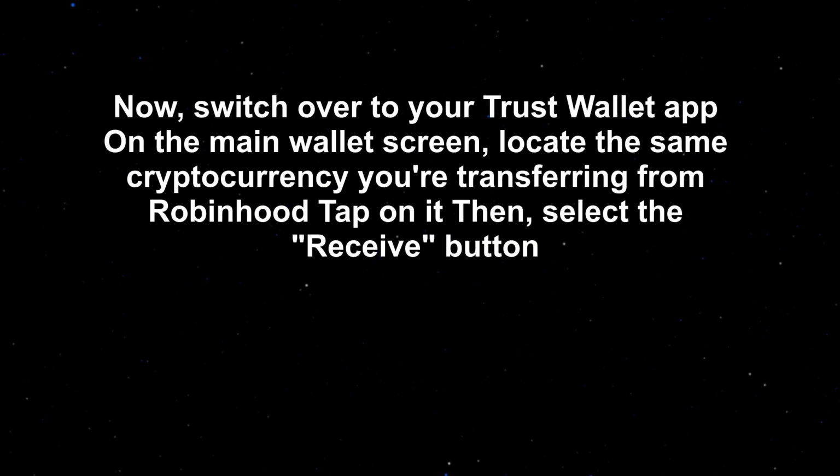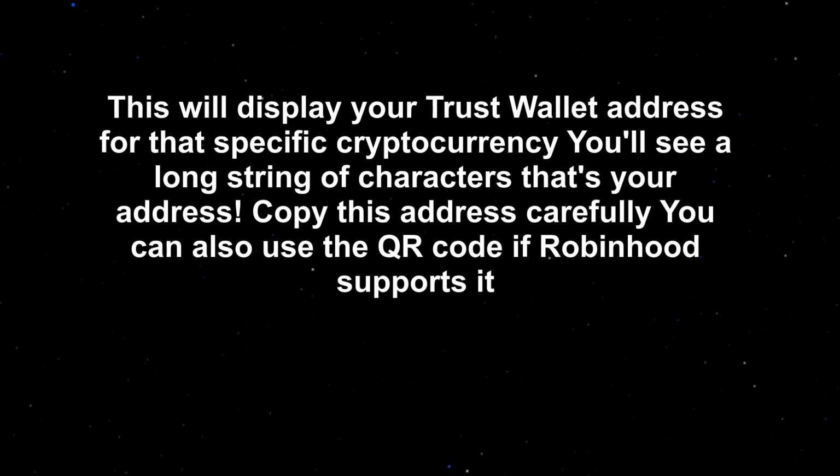Now, switch over to your Trust Wallet app. On the main wallet screen, locate the same cryptocurrency you're transferring from Robinhood. Tap on it, then select the Receive button. This will display your Trust Wallet address for that specific cryptocurrency.